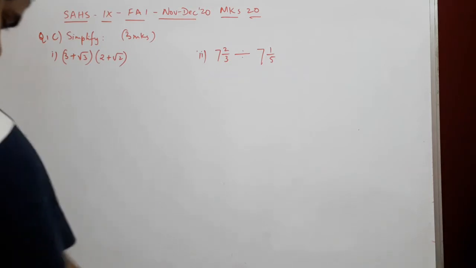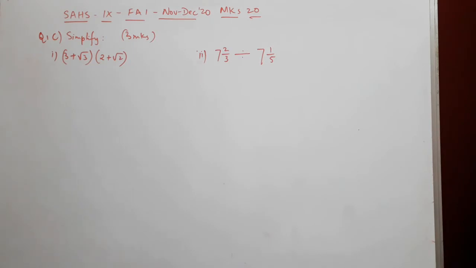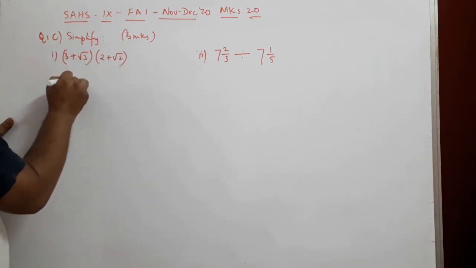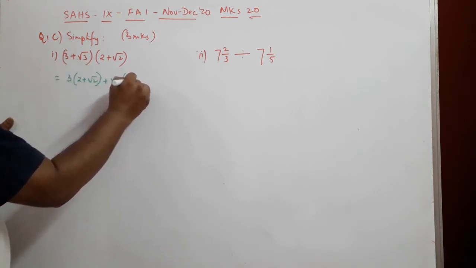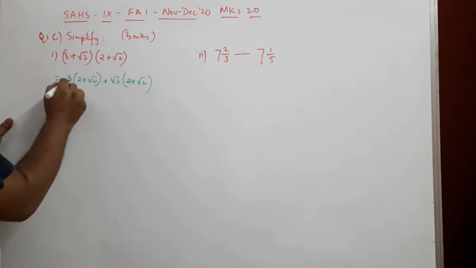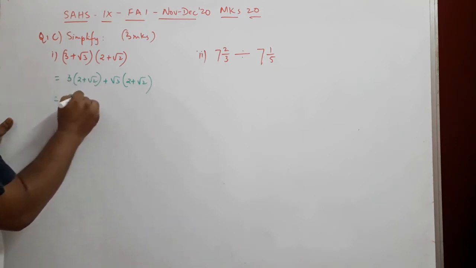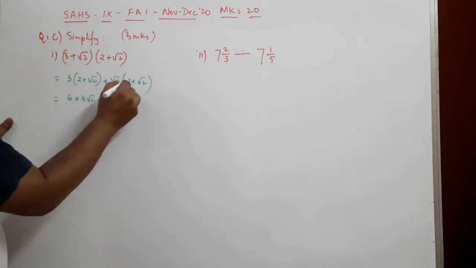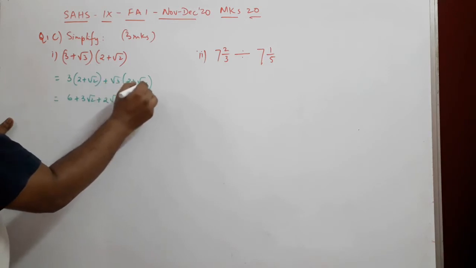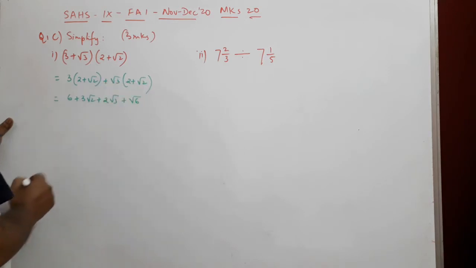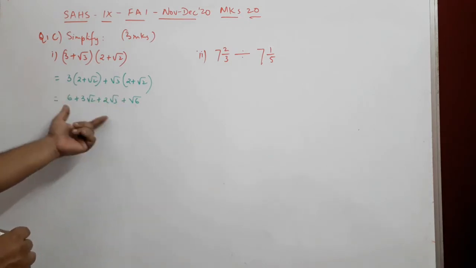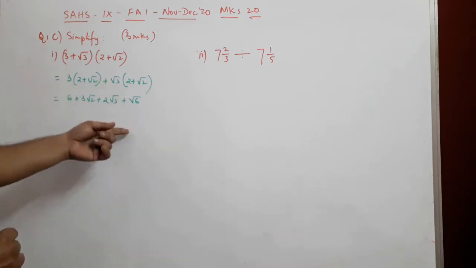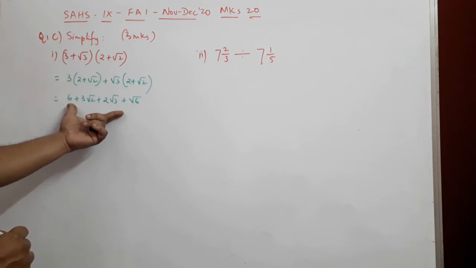It has got 2 problems under it, and we'll solve the first problem, which is (3 plus root 3) into (2 plus root 2). So to solve this, it's 3 into (2 plus root 2) with a plus sign in between, root 3 into (2 plus root 2). Next, 3 into 2 gives us 6, 3 into root 2 gives us 3 root 2, plus root 3 into 2 gives us 2 root 3, and root 3 into root 2 will give us square root 6. We won't be able to take anything common or add up, because it's a combination of rational and irrational numbers. So this is basically our answer.